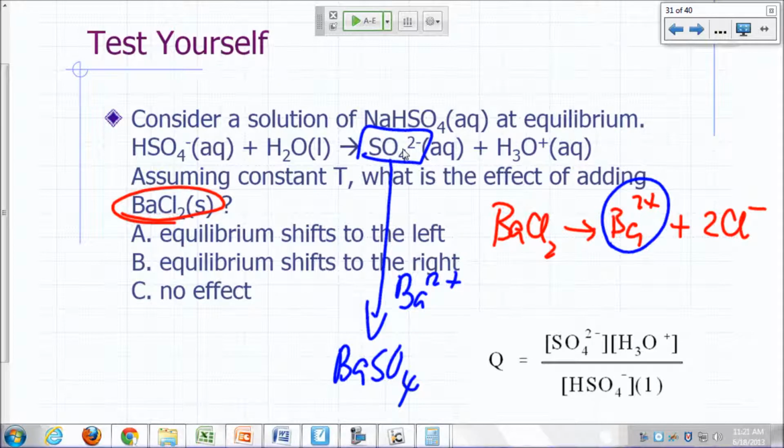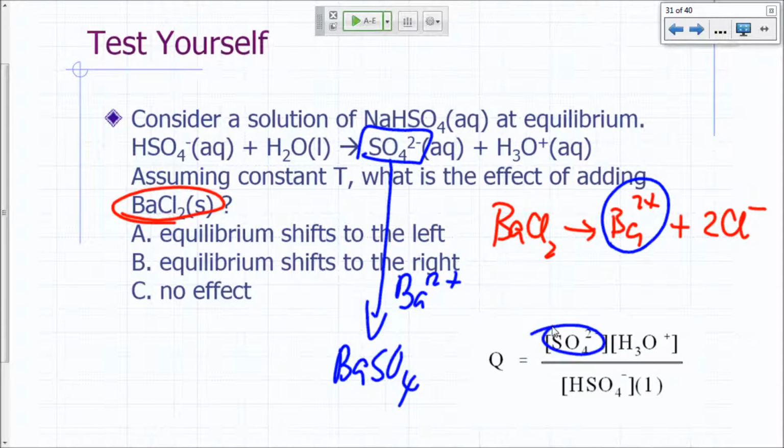You're removing sulfate, so what happens to this number right here? This drops, right? So Q drops. If Q drops, then the reaction shifts to the right. Okay?